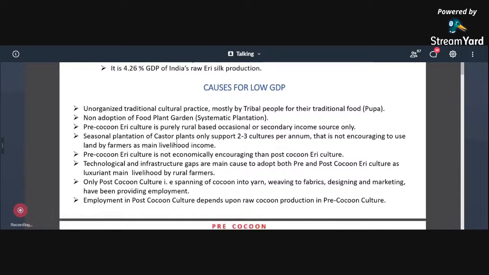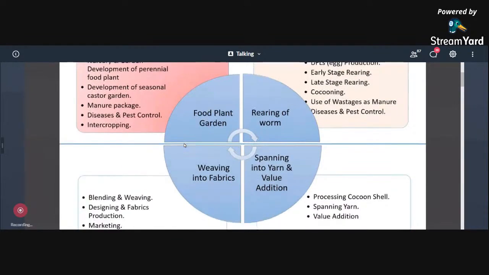Next, please. Second slide. So agriculture can be divided into pre-cocoon and post-cocoon sectors. In the pre-cocoon sector, there is food plant gardening to rear the silkworms: the host plant sector and the livestock sector. In the post-cocoon sector, there is spinning into yarn and value addition, and other activities like weaving into fabrics. And food plant gardening also involves some technical aspects like nursery and garden development of perennial food plants, development of seasonal castor garden, manure package, disease and pest control, intercropping.